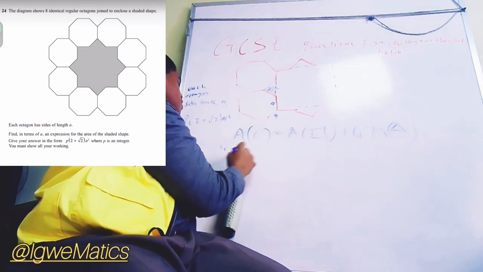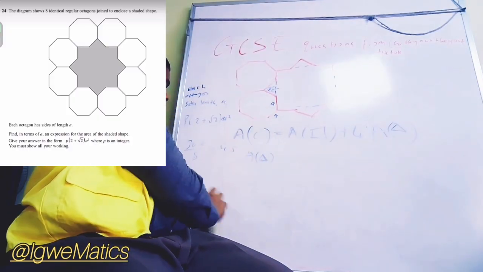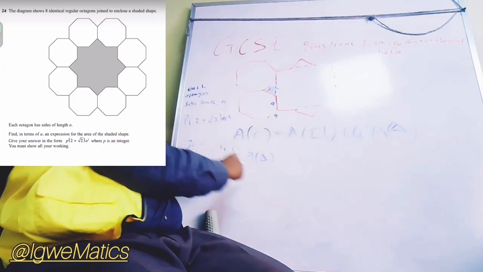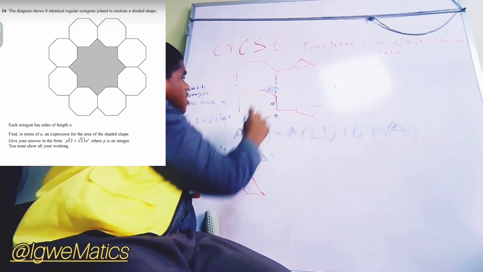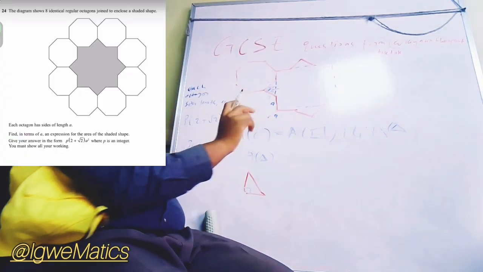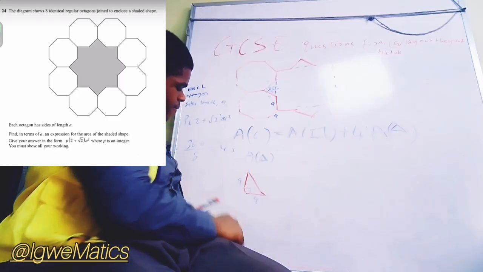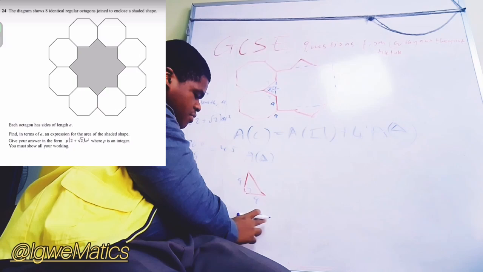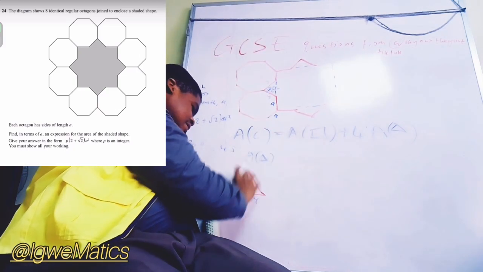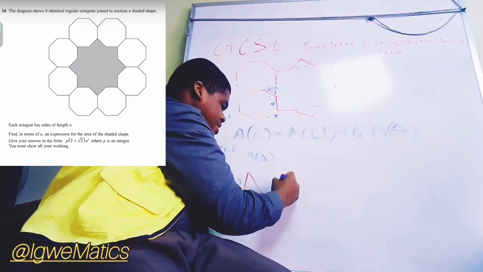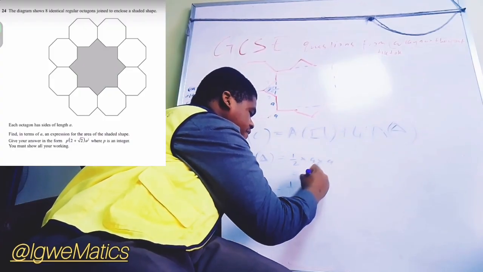Let's find the area of the triangle first of all. Let me redraw that triangle. This is that triangle that's up here. The angle here is 90 degrees, and the length here is A, the length here is A, because the question said each octagon has a side length of A. The area of any triangle is half times base times height. The base is A, the height is A. So the area of this triangle will be half times A times A, which is equal to half A squared.